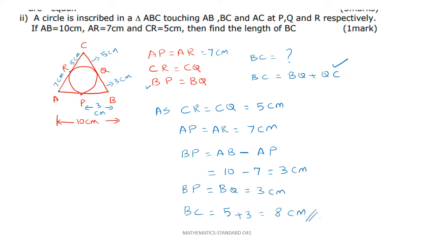So very easy, children. That's why they gave only 1 mark. Okay. So you need to use the given 10 centimeter, the length of AB, to find the length of PB. Then PB equals BQ, so we will know the length of BQ. Then CR is given, so CQ is easy to find. So in this way we can find the answer.